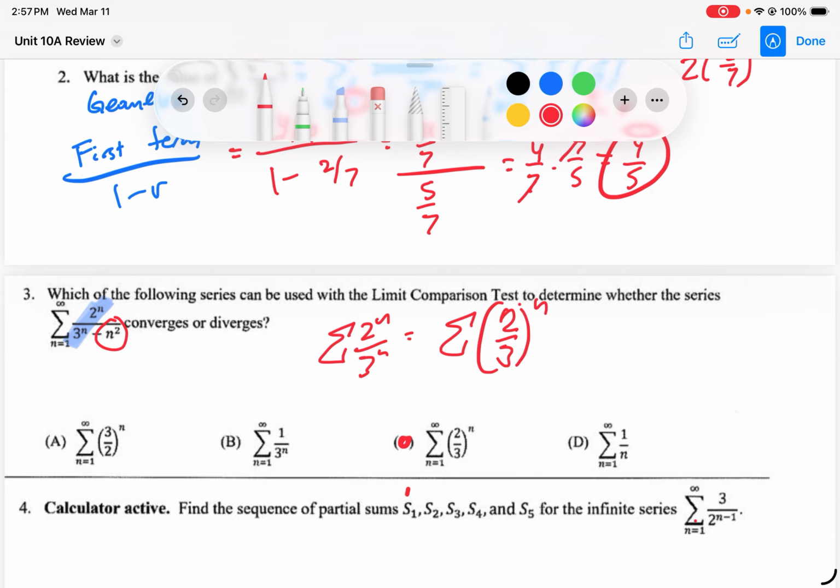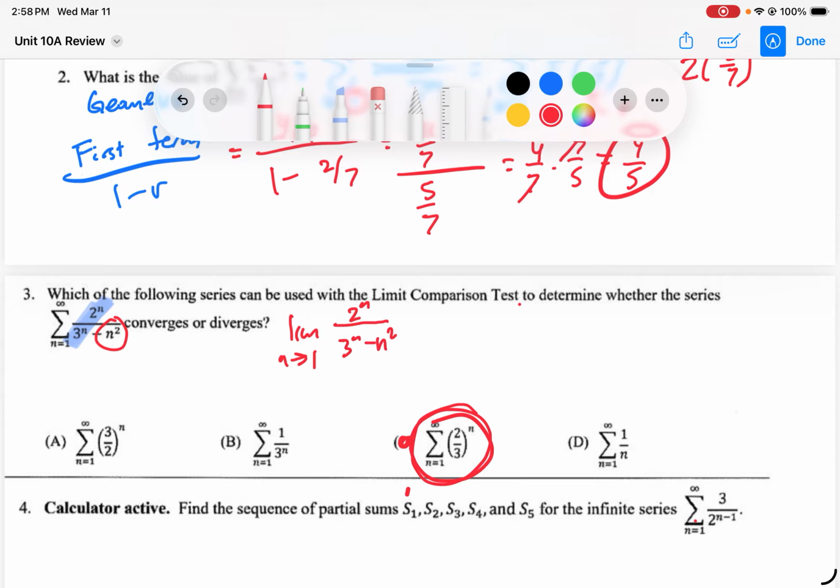Yeah, pretty sure about that one. I guess I should make sure it actually works. So that's just what I would pick. Now I need to make sure I get a positive finite number, right? So the limit comparison test says these two series that you're comparing, if you take the limit of one of them over the other, doesn't matter which one over which one, I'm gonna say it's the original divided by this. And if I'm dividing that, I'm gonna multiply by the reciprocal, which would be 3 to the n over 2 to the n.